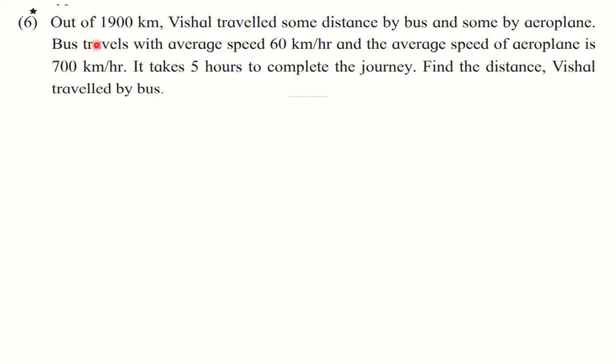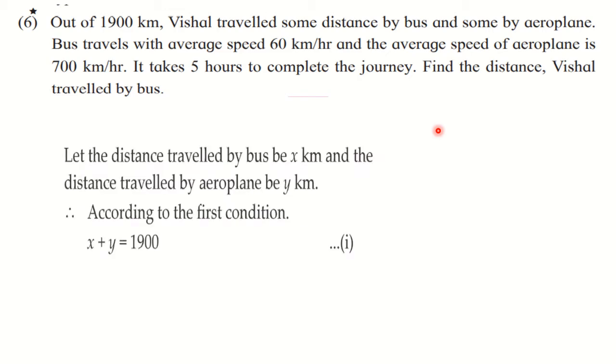See, here the total distance is given and the two parts of the distance are given, that some distance is travelled by bus and some is travelled by aeroplane. So this we will take as x and this we will take as y. Okay, so the first equation will be very simple. x plus y is equal to 1900, and here we have to find only x. We don't have to find y. Okay, so keep that in mind.